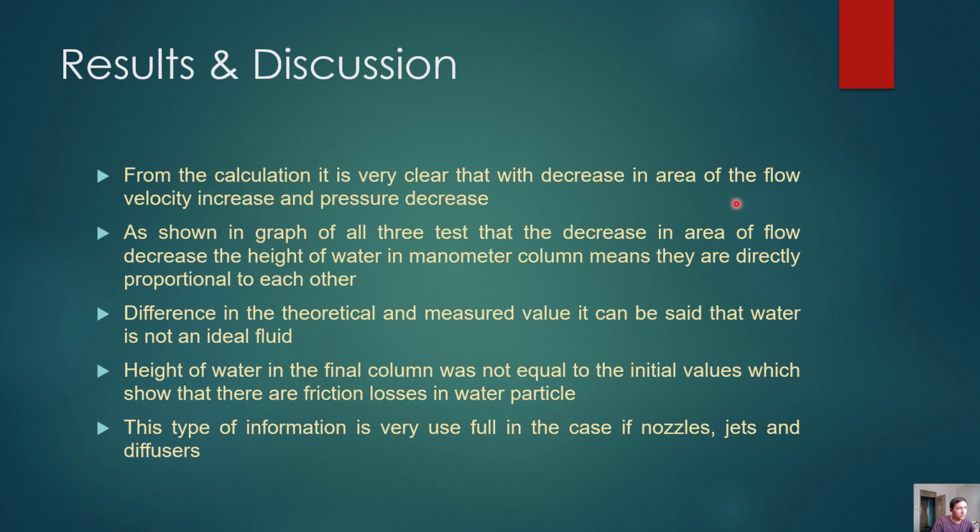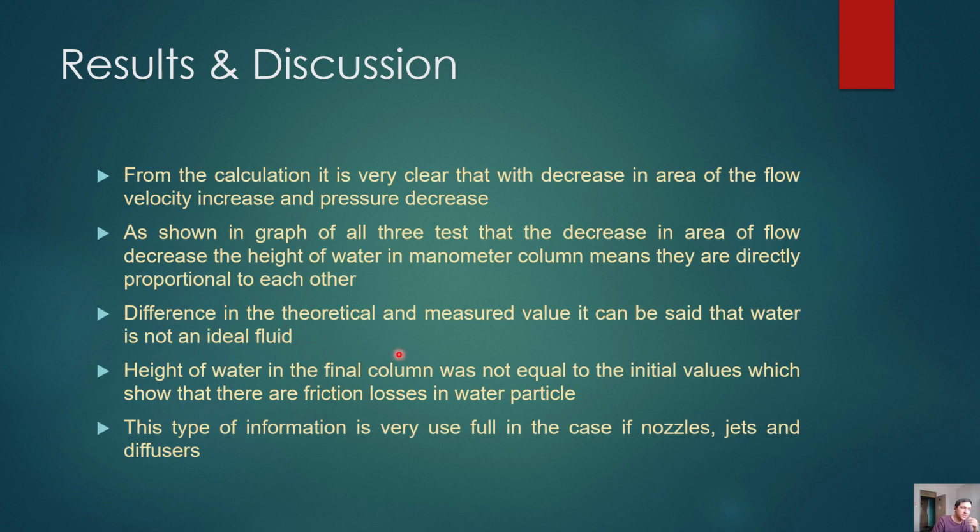From the calculation, it's very clear that with decrease of area of the flow, velocity increases and the pressure decreases. As shown in the graph, in all three tests, a decrease in the area of flow decreases the height of the water in the manometer column. This means they are directly proportional to each other. It means that when one increases, the other one increases, and when one decreases, the other one decreases as well.